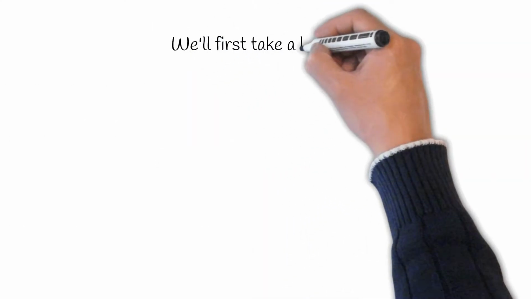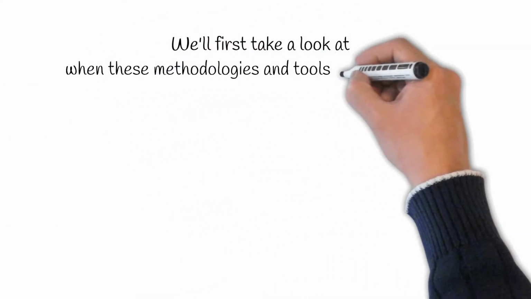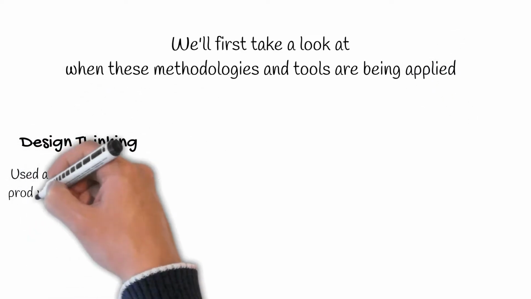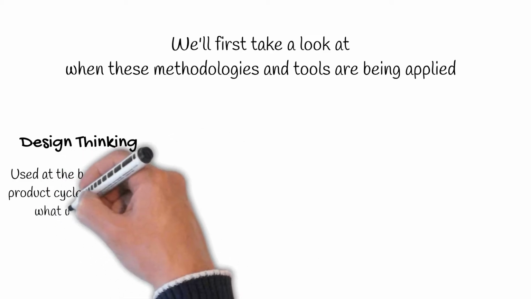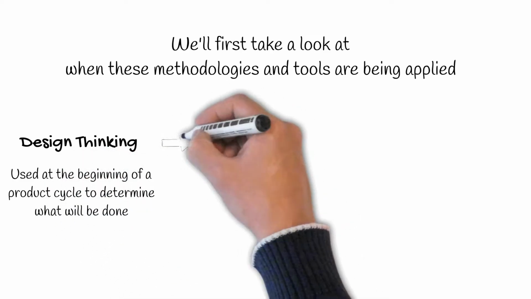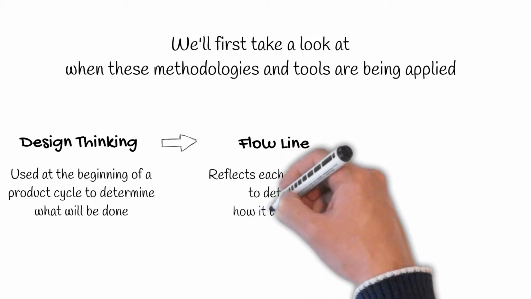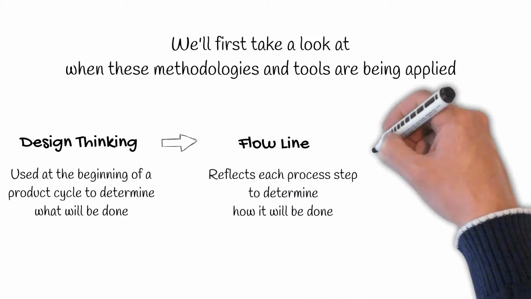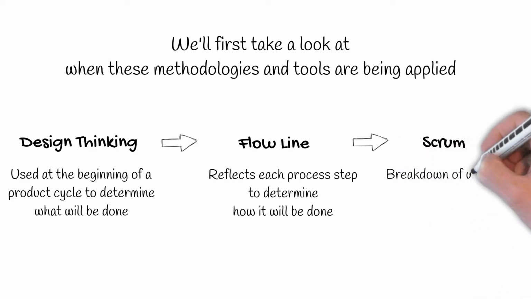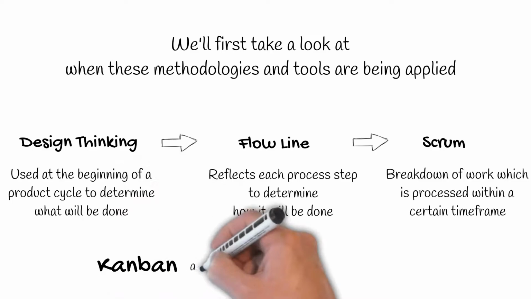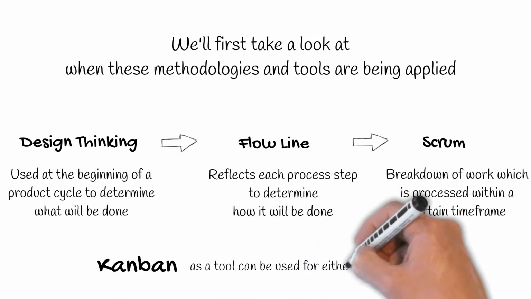We'll first take a look at when these methodologies and tools are being applied. For design thinking, this is used at the beginning of a product cycle to determine what will be done. A flowline reflects each process step to determine how it will be done. And Scrum is a breakdown of work which is processed within a certain time frame. Kanban as a tool can be used for either flowlines or Scrum.